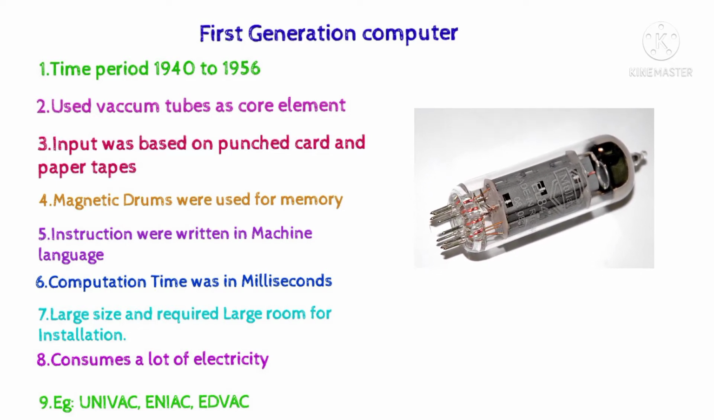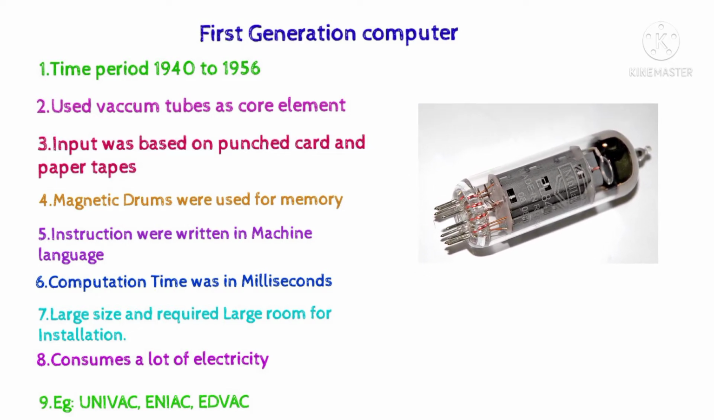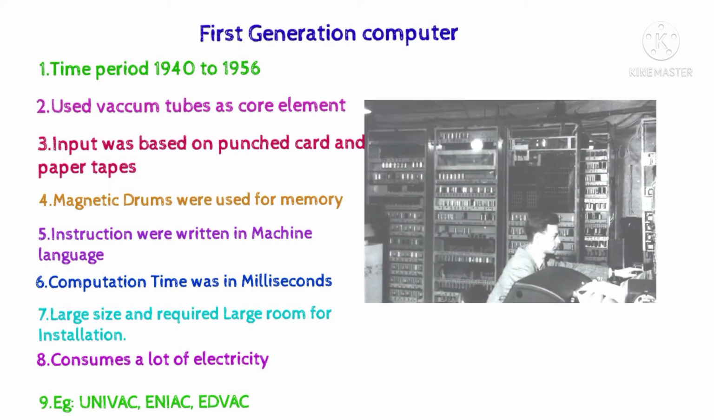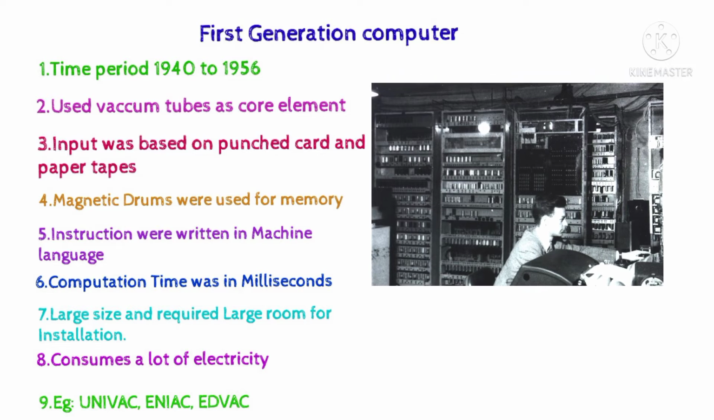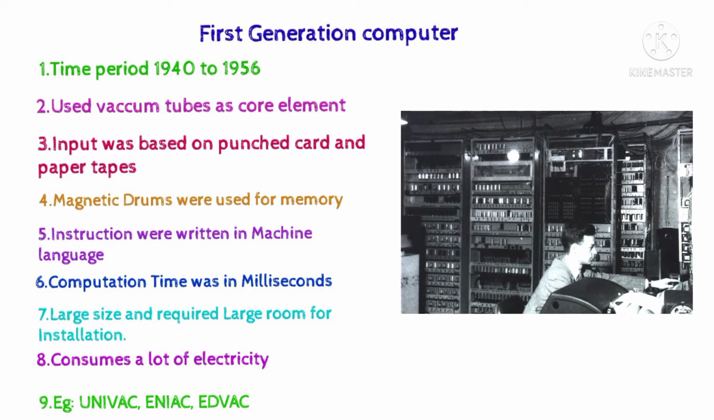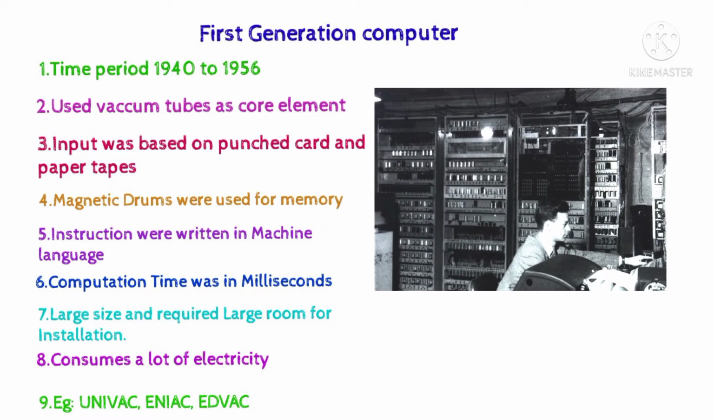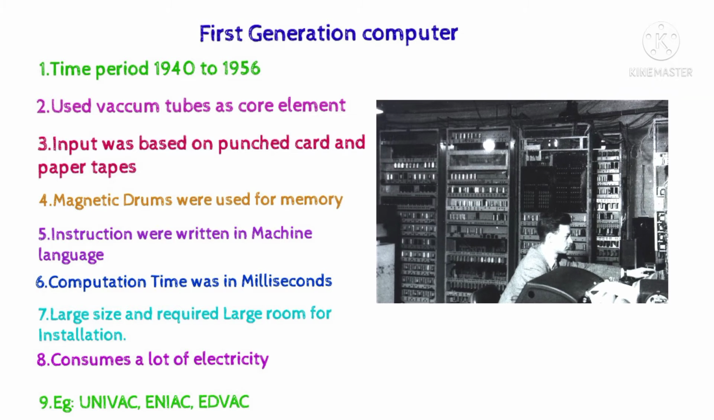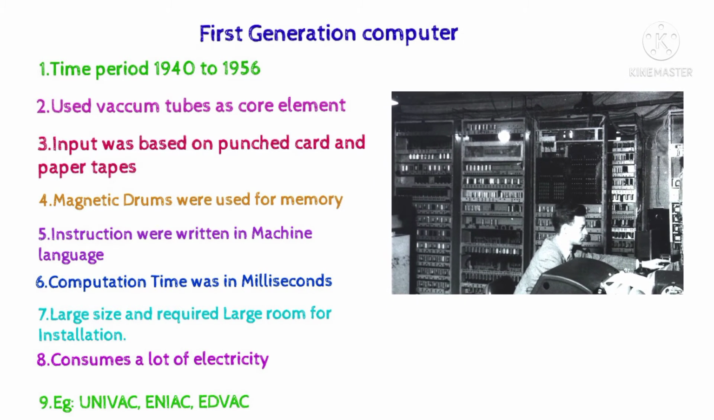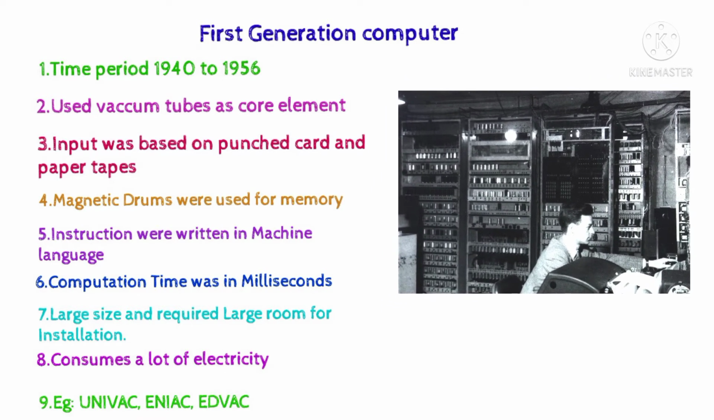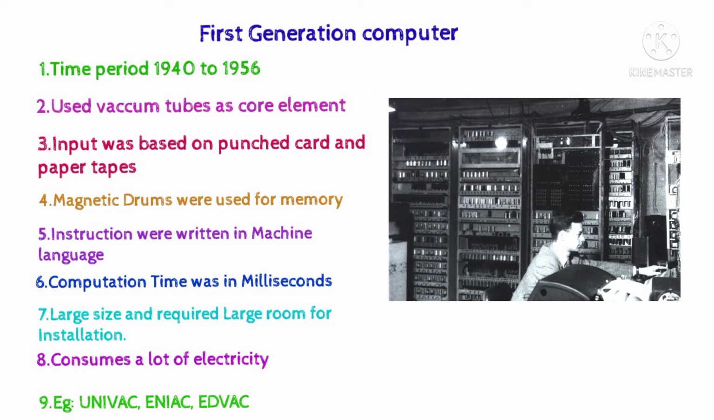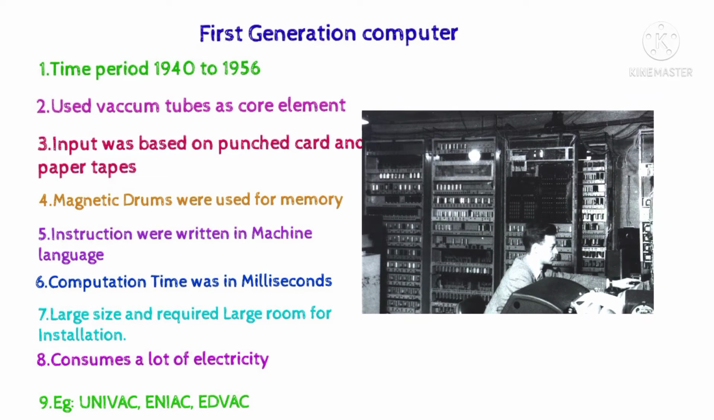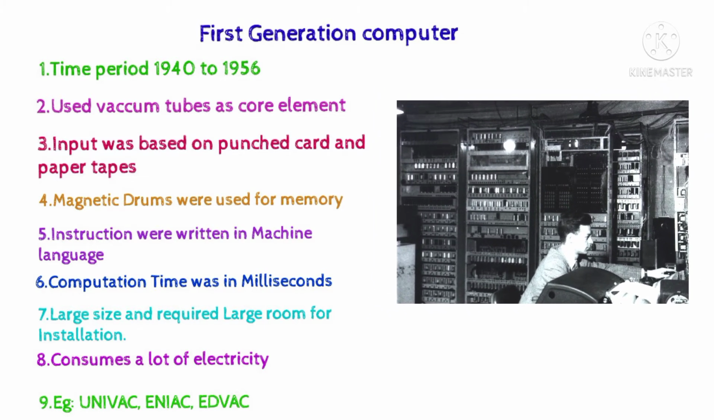Then one of the main disadvantage of first generation computers were its large size. So it required a large room for installation. And another disadvantage is it used a number of vacuum tubes. So it consumes a lot of electricity. The examples for the first generation computers are UNIVAC, ENIAC, EDVAC, etc. That's all about the first generation computer. Let's see the second generation computers in detail.